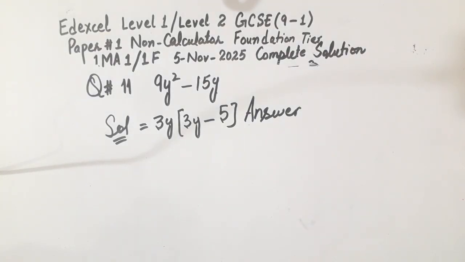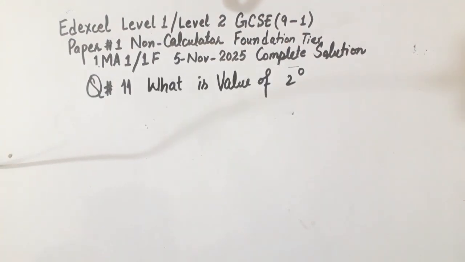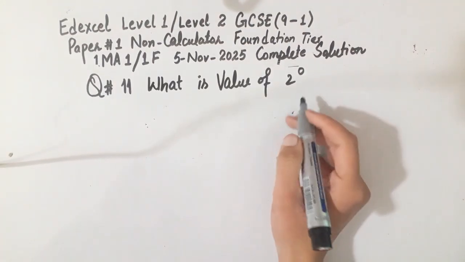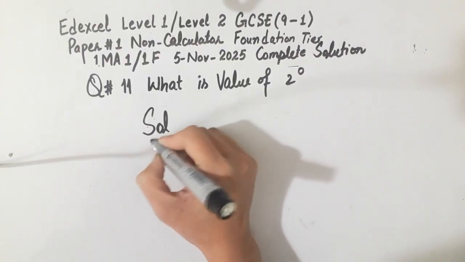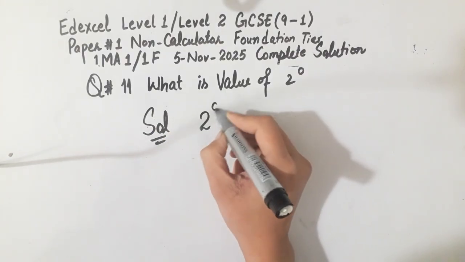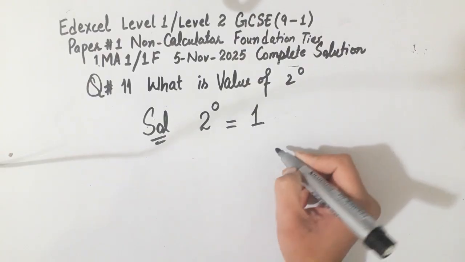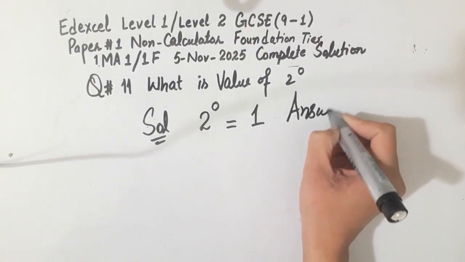Now we have to solve the next question. Now this is a logical question. What is the value of 2 power 0? So we know that any number power 0 equals 1. So 1 is the answer.